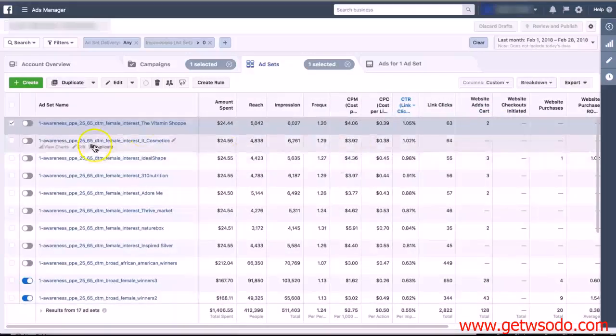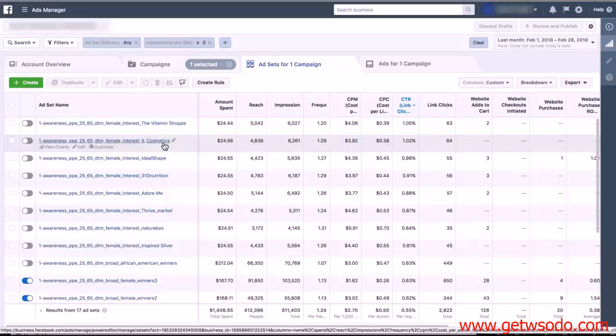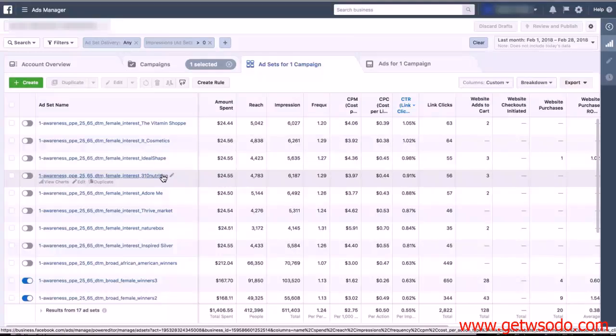So again, in this example, the vitamin shop and cosmetics would be ones that have been graduated. Ideal Shape, 310 Nutrition as well.